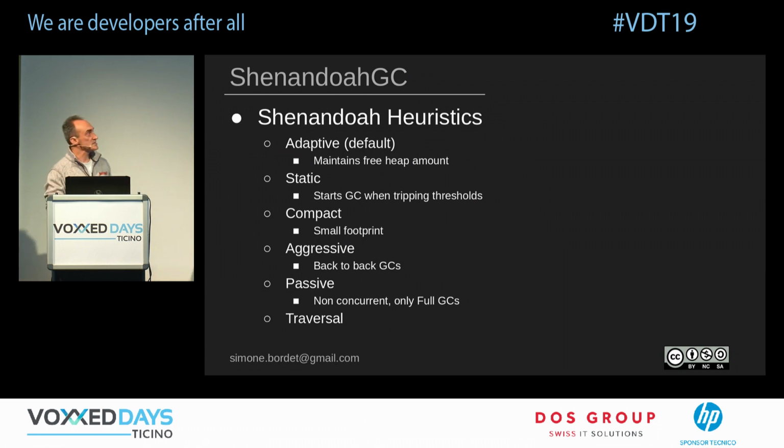These are heuristics for Shenandoah, modes that you can tune Shenandoah with. For example, I want to maintain a specific free heap amount, or I want you to start garbage collection the moment you trip a threshold. There's also an aggressive mode where you run back-to-back garbage collection: you start, finish one, and immediately start the other one, and so forth.